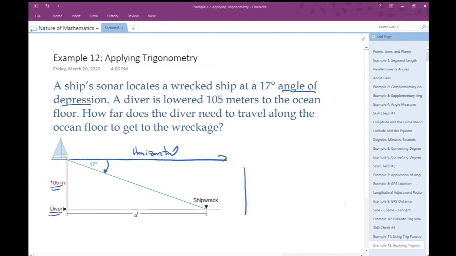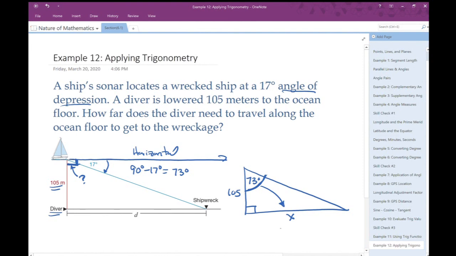So we're just going to simplify this a little bit. 105, this is what we would like to know. This 17 degrees is going to help us find this angle here, because these two angles together are going to be complementary angles forming a right angle. So 90 degrees minus 17 degrees will give us the triangle measurement for this top angle.